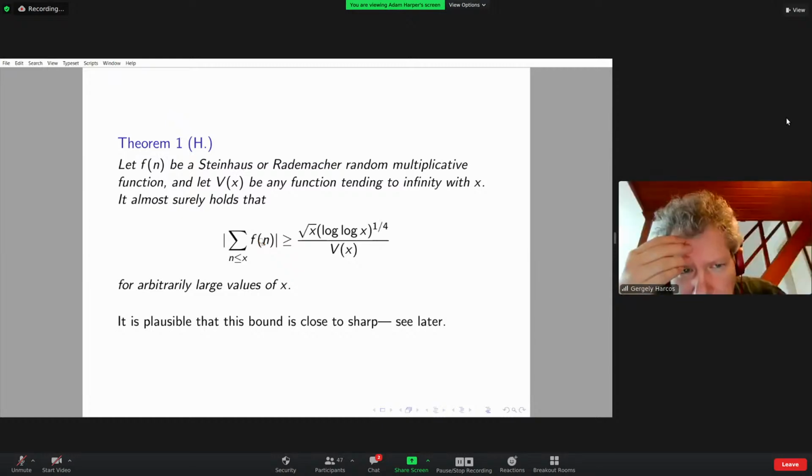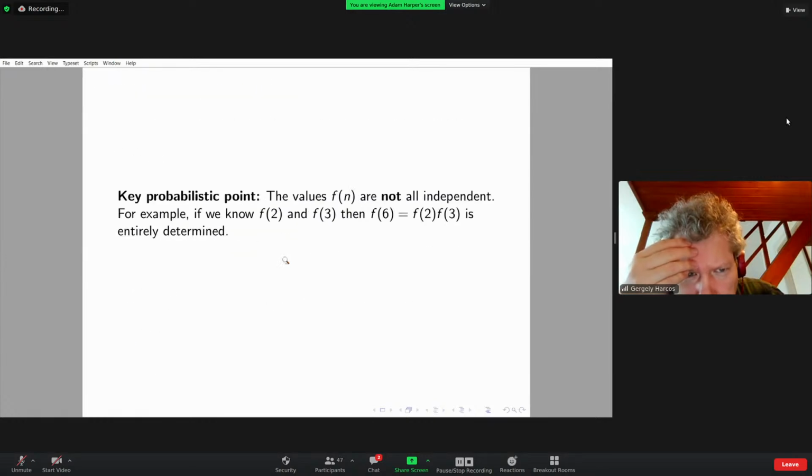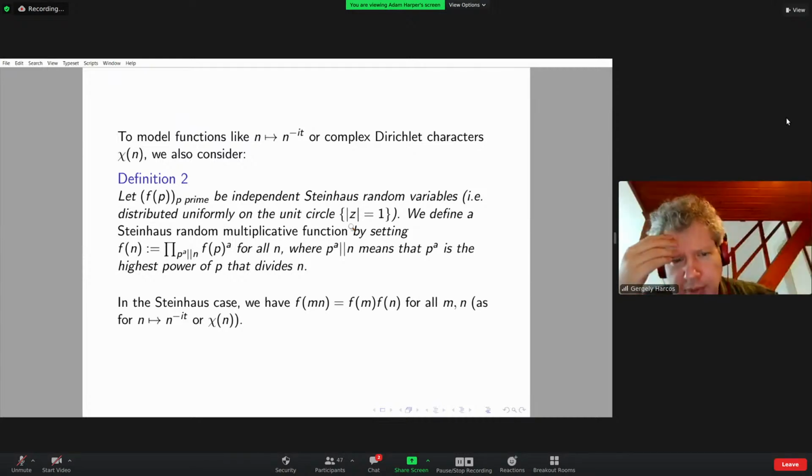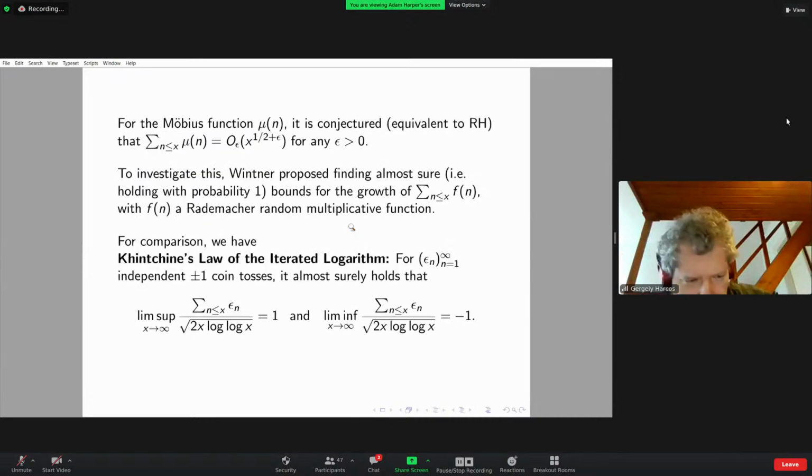Also, can you remind me the two kinds of random multiplicative functions? Yeah. So the Steinhaus one is the one that takes values on the unit circle. So it's supposed to be modeling complex Dirichlet characters. I see. The other one is plus minus one. Yes. Okay. Thank you.